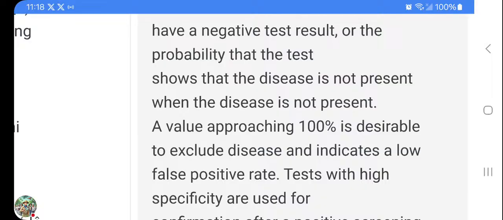So the false positive rate simply stands for square number 2 over square number 2 plus square number 4, which is false positive plus true negative.